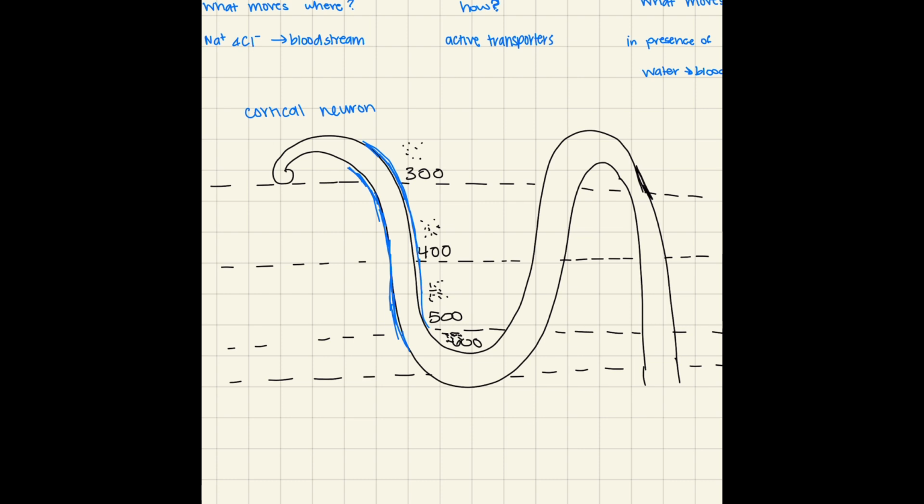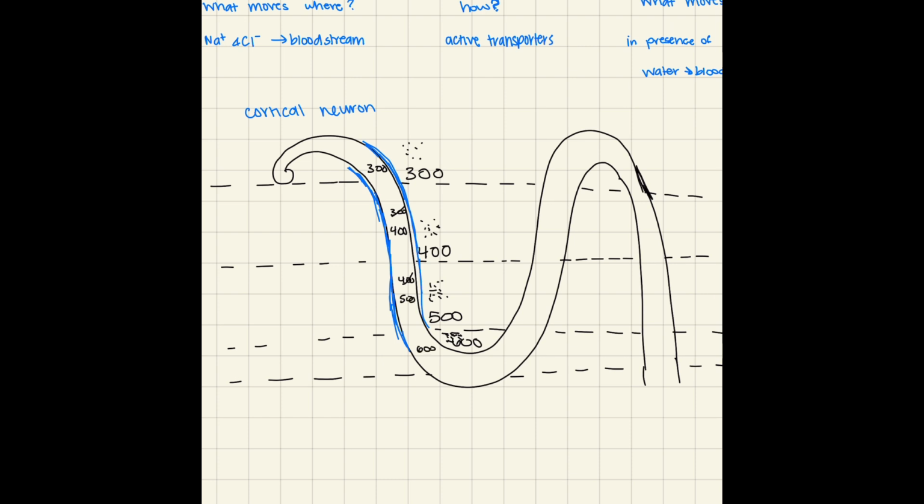So, water follows solute. We start at 300 here at the end of our proximal tubule. Then as we descend, we're going to come to 400 because that's what the outside is. And then we come to 500 because that's what the outside is. Then we come to 600, right?